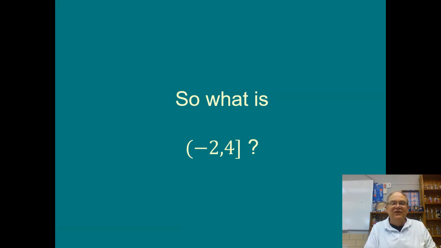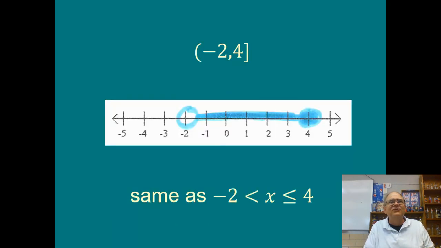So here's a question for you to think about. It says, so what is parenthesis -2 comma 4 bracket? And of course, I'll have people actually answer this question in class, but hopefully what's going through your mind is something kind of like this, that I don't include -2, but I do include 4, and I've got to have all the stuff in the middle. And that's really all interval notation is about, is how do you go about expressing all of that.